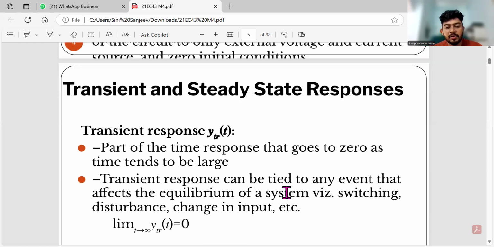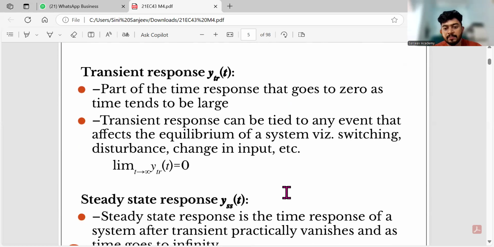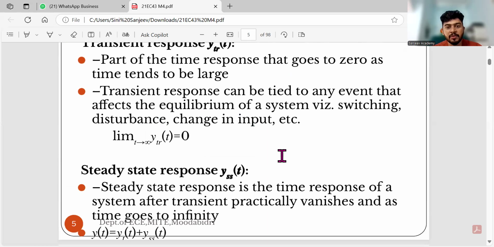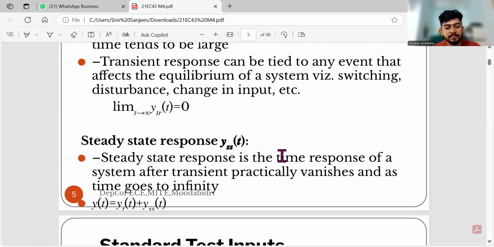Transient response, I already told you what it is. Change in input and all of those things. Just relate to real world objects so that you'll be able to understand. Again, don't get too much involved into this because this won't be asked in the examination.